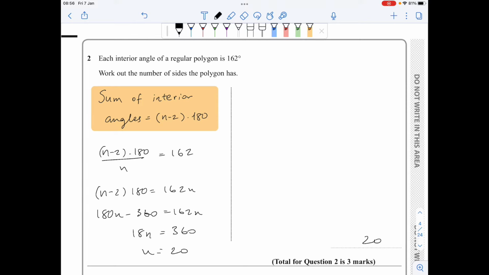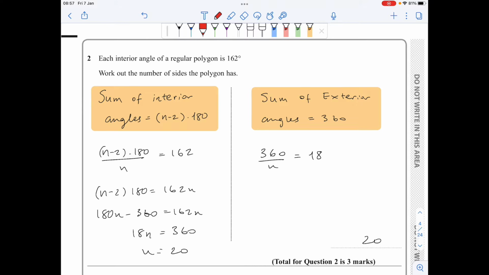Now, if you're going to work with the exterior angles, the sum of the exterior angles is 360. And then, since I have a regular polygon, each angle is 360 over n, and this is equal to 18. The reason this is 18 is because an exterior and an interior angle always add up to 180. So each exterior angle is equal to 180 minus the interior, which will give me 18. And then if I solve this equation, I will get n is equal to 20 again.